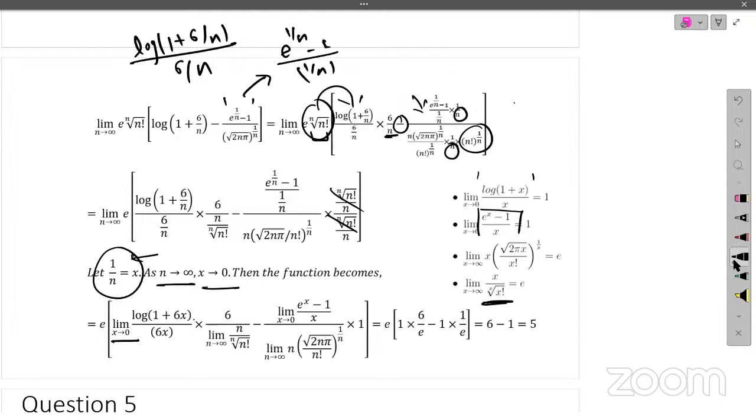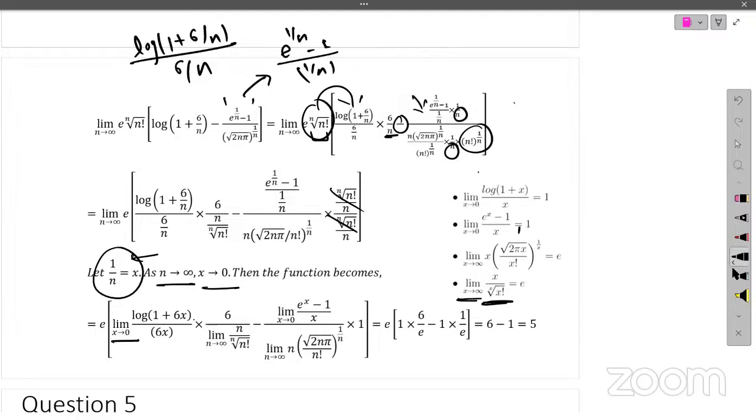Why are we doing that? Because the limits are given in the form of x goes to 0, but we want it in the n goes to infinity form. So we want to convert the n goes to infinity form into x goes to 0. So that's why I use one substitution here. Now here also we have the same, but in the fourth limit we have x goes to infinity, so we won't change it. We'll let this thing stay as it is.